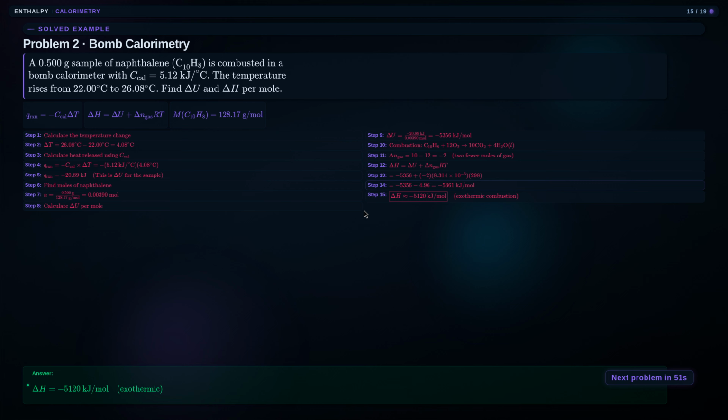Step 5. Combustion produces 10 CO2 and 4 H2O from 1 naphthalene plus 12 O2. Delta n gas equals 10 minus 12 equals negative 2. Delta H equals delta U plus delta n RT. Negative 5356 plus negative 2 times 8.314 times 10 to the negative 3 times 298 equals negative 5,361 kilojoules per mole. The answer is delta H, approximately negative 5,120 kilojoules per mole, highly exothermic.